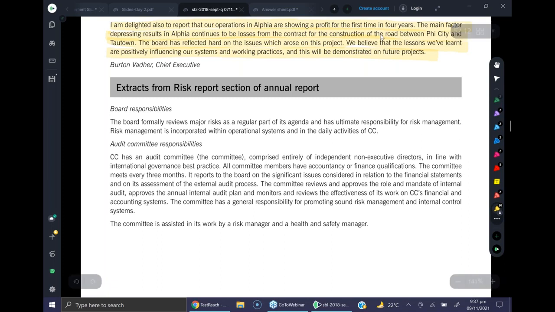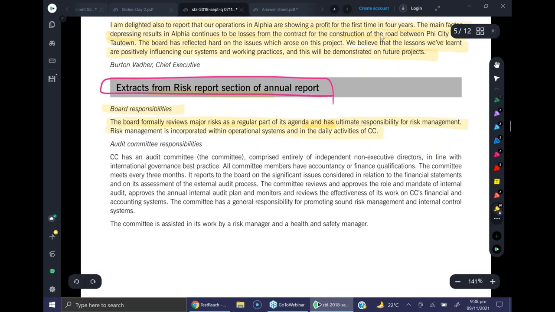Next, we have extracts from risk report section of annual report. And it is talking about some risks of the company. So maybe it's relevant for risk committee. Advantages, remember question number 3 part C. But let's read it first and let's figure out. Board responsibilities. The board formally reviews major risk as a regular part of its agenda and has ultimate responsibility for risk management. Risk management is incorporated within operational systems and in daily activities of CC.